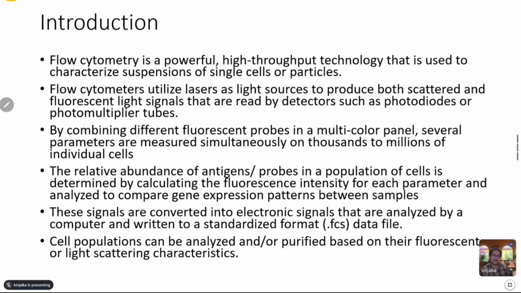And depending on the complexity of the flow cytometer, you will have multiple channels or filters, and how many lasers are active, right? So you may have two lasers, you may have four lasers, you may have four channels, you may have 16 channels. Why it is important is the more lasers and more channels you have, the more antigens you can multiplex, right? So by combining different fluorescent probes in a multicolored panel, several parameters can be measured simultaneously.